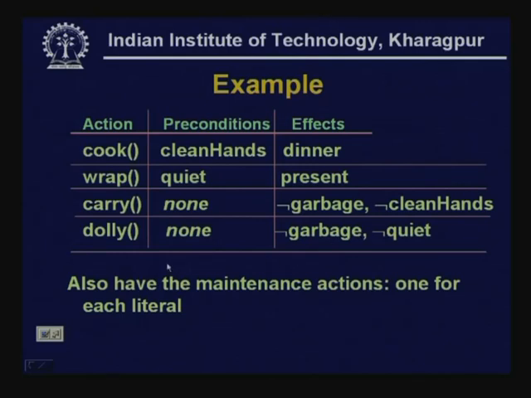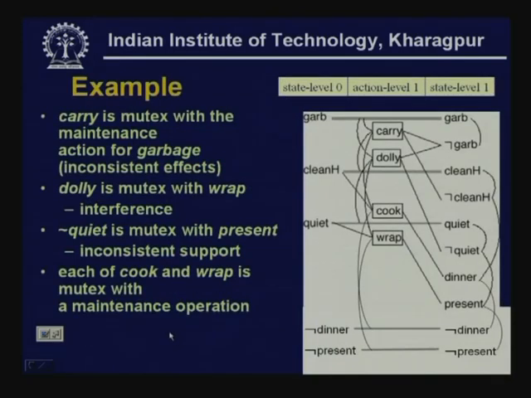This table just has the same thing: the action, its precondition and its effect. Cook has clean hands as precondition and dinner as effect. Wrap has quiet as precondition, present as effect. Carry has no precondition, no garbage and no clean hands as the effect. Dolly has no preconditions, no garbage and not quiet as the effect. In addition to these 4 actions, we also have all the maintenance actions, 1 for each literal. Now let us see what this signifies.